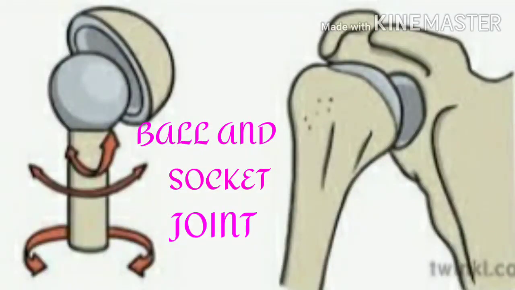Our next joint is ball and socket joints. In the ball and socket joint, one end of the bone has a round shape like a ball which fits into a socket in the other bone. The ball type end of one bone can turn freely in the socket of the other bone. So in the ball and socket joint, bones can move in any direction.